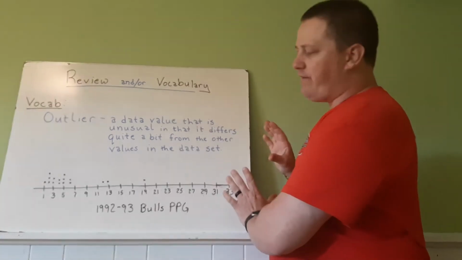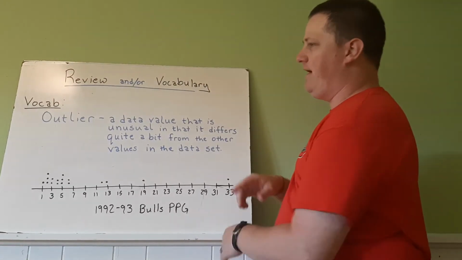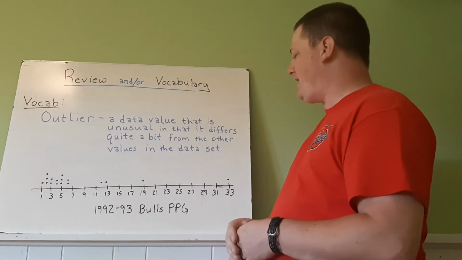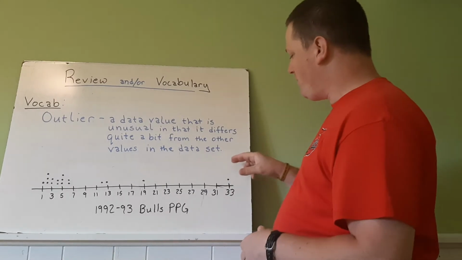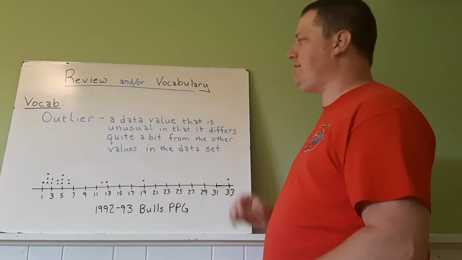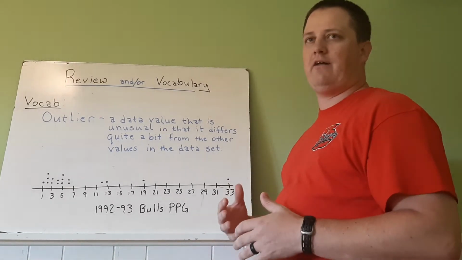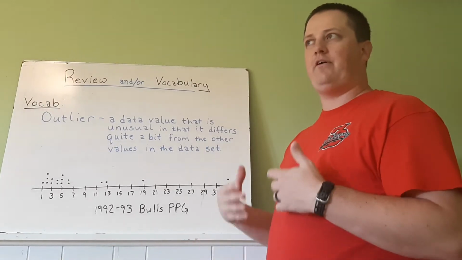This one you can visually tell is an outlier, and then we're going to look at mathematically how we tell that. But a lot of times you can visually see if something is probably an outlier. Then you just use the math to make sure of it.